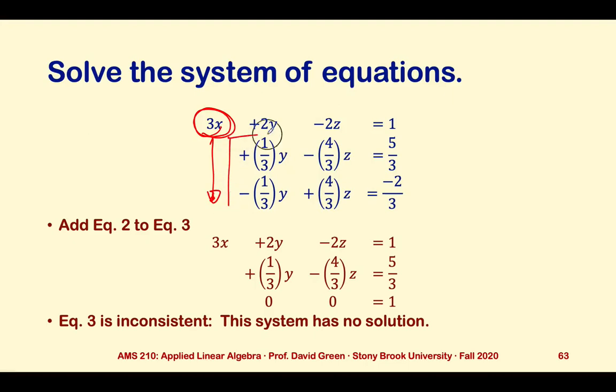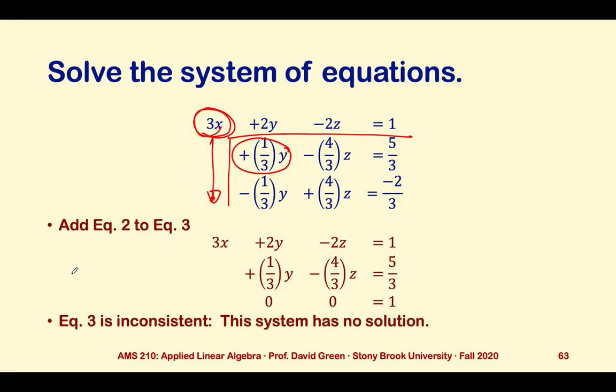So we move over to the next variable, down. We want to use this value as a pivot to eliminate below. The third row, the coefficient of y is simply negative the coefficient of y for the second row. So adding the second row to the third will eliminate this position. Negative 1/3 y plus 1/3 y is 0. Plus 4/3 z minus 4/3 z is 0. Negative 2/3 plus 5/3 is 3/3, or 1.